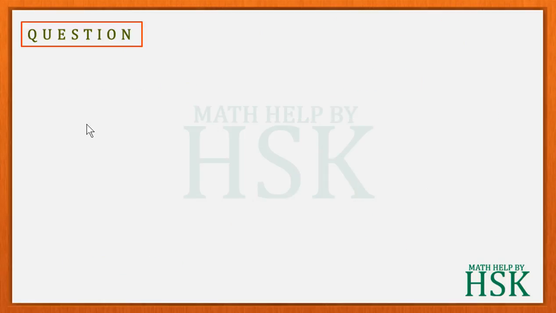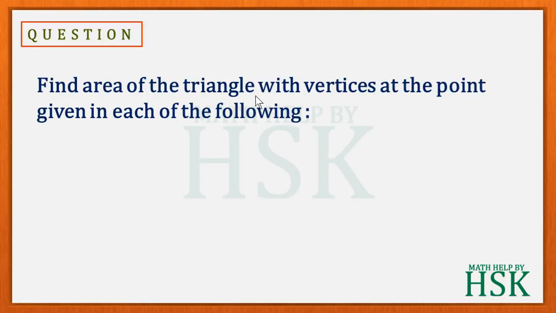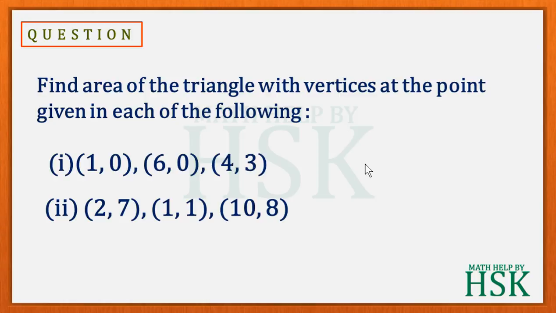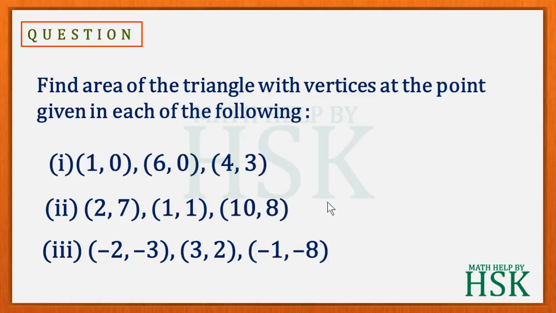Hello friends, the question is like this. Find the area of the triangle with vertices at the points given in each of the following. So friends, in this question we have been given these three parts, and we have to calculate the area of the triangle having the vertices given in each of the following.